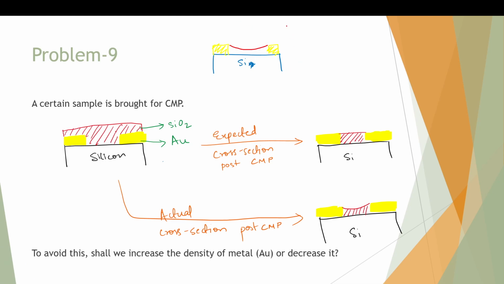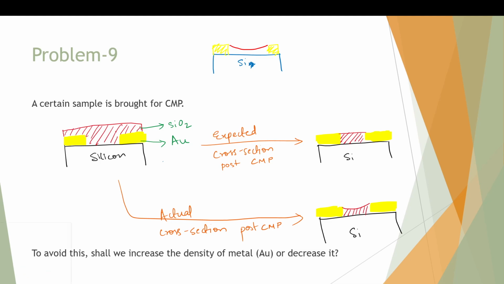So in CMP, whenever we are doing this chemical mechanical polishing, it is easier for the slurry to remove the SiO2. The abrasives in the slurry will easily remove SiO2 compared to gold. Gold is very hard to remove. So what will usually happen is, it will go ahead and remove more SiO2. To prevent that, what we can do is increase the gold.